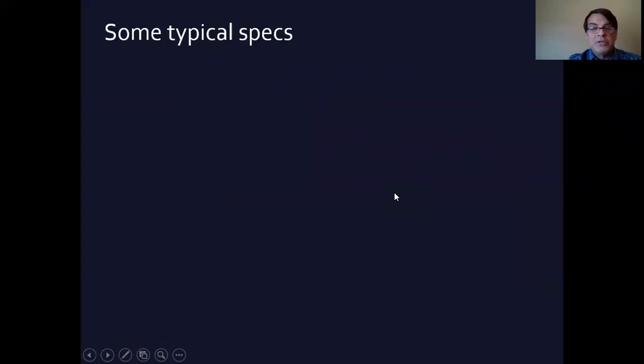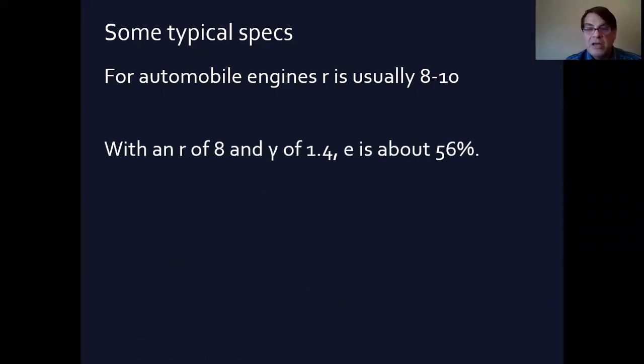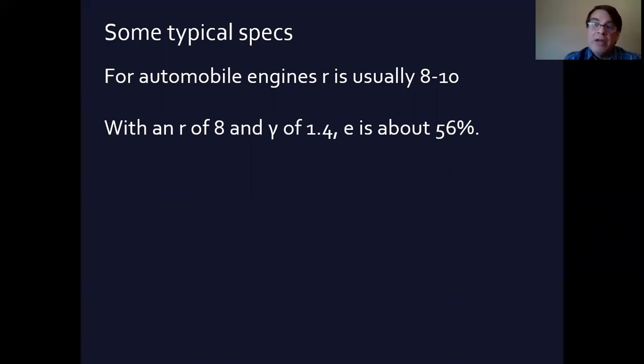Okay, so some typical specs for an internal combustion engine. For automobile engines, r, the compression ratio, is usually 8 to 10. That means you get about 8 times as much expansion after the ignition as the initial volume. Okay, so that's a typical spec. Now, if it were idealized, again, it's not idealized because we're not talking about ideal gases.